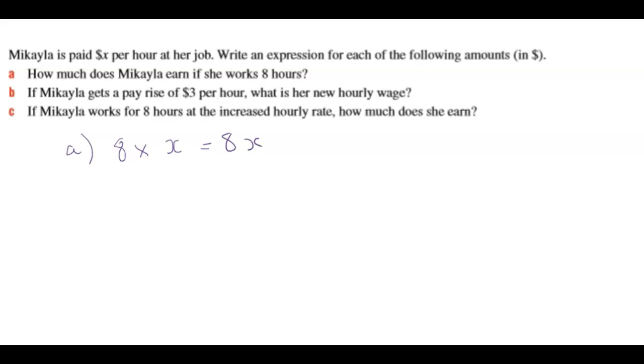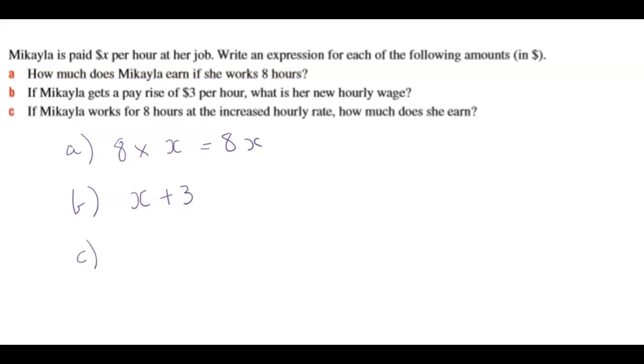So if she gets paid $10 an hour, it's going to be 8 times 10. Or if she gets $15 per hour, it's going to be 8 times 15. So the value of x, we don't know. All right, question B, if Michaela gets a pay rise of $3 per hour, what is her new hourly wage? We don't know how much she got paid because it's represented by x, but we do know she gets $3 more. So if she gets paid $10, it's going to be 10 plus 3, which is 13. If she gets $15, it's 15 plus 3, which is 18. So just write an expression for that.